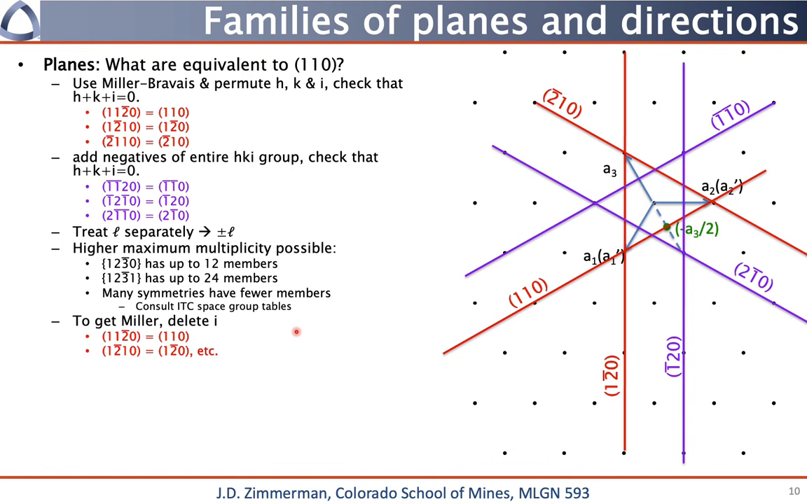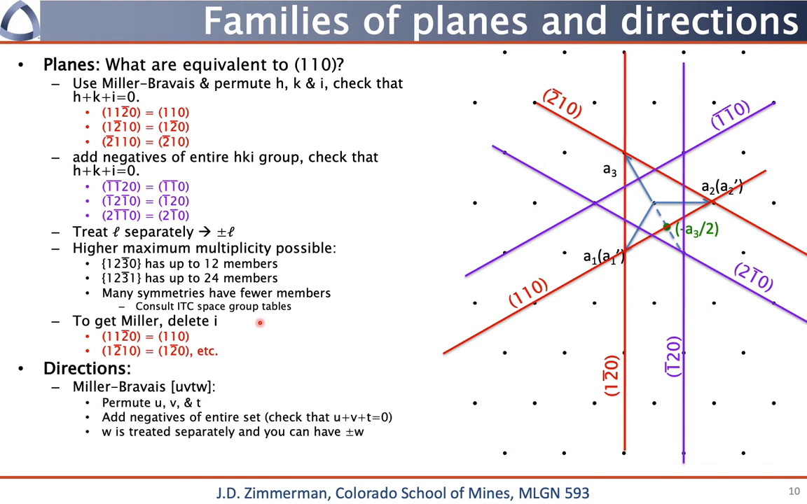To get back to Miller, all we do is delete the i from each of these, which I've shown up here. And for directions, you just do the exact same thing. You permute u, v, and t. You add negatives of the entire set, and we check to make sure that the u, v, and t sum to 0. w is treated separately, and if you want Miller, you have to use the conversions to go back from Miller-Bravais.